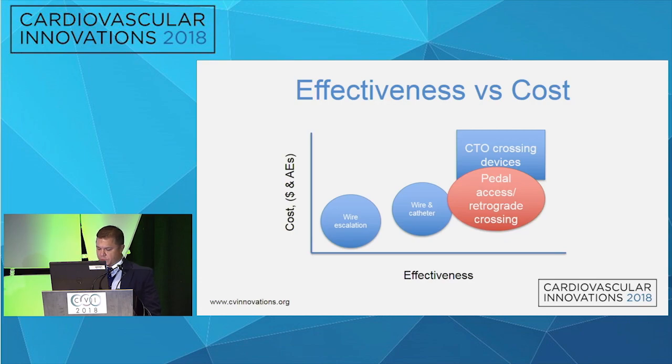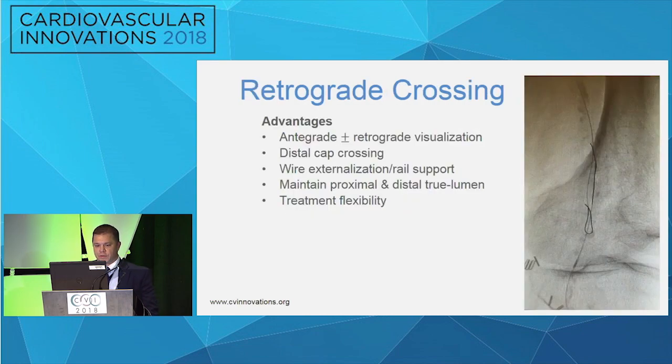schematic is actually retrograde crossing, and I think there are numerous options we've heard a lot about at this meeting, and specifically pedal access, which is commonly available, safe, efficient, and quite effective. And the advantage is I think it helps to simplify the procedure in some way because you shorten the length of your occlusion by great visualization through retrograde injection, in addition to your proximal antegrade arteriography. It allows for distal cap crossing, which in some cases can be quite easy compared to the proximal cap. Wire externalization offers great rail support, so essentially you can power through many of these lesions and you maintain proximal and distal true lumen without extending the dissection, and there's tremendous flexibility with this approach.